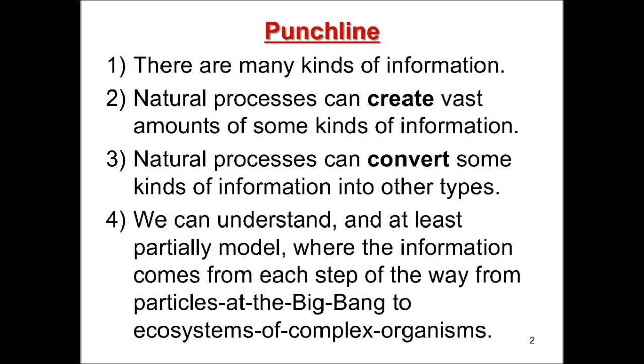I'll start with my punchline. There are many kinds of information. Natural processes can create vast amounts of some kinds of information. Natural processes can convert or copy some kinds of information into other kinds of information. And we can understand and at least partially model where the information comes from each step of the way, from particles at the Big Bang to ecosystems of complex organisms.